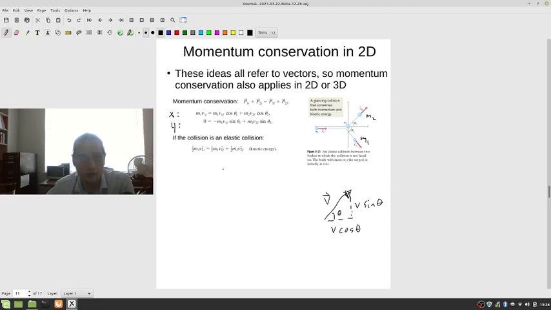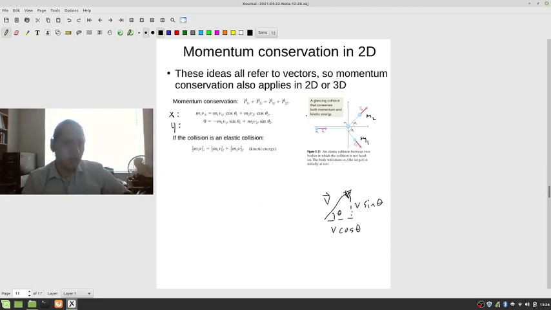but opposite in direction. And then if the collision is an elastic collision, you get an extra piece where the kinetic energy of this plus 0 equals the kinetic energy of that and that. So you add up the kinetic energy afterwards, and it equals the kinetic energies beforehand.